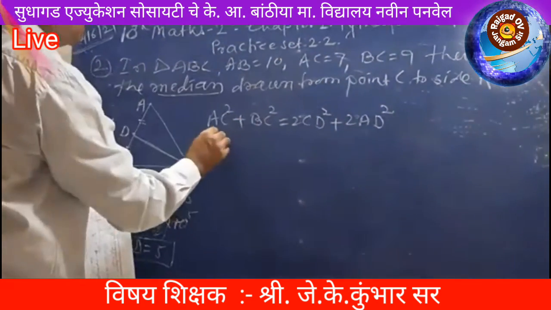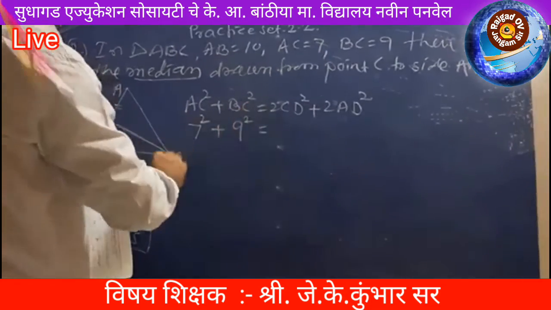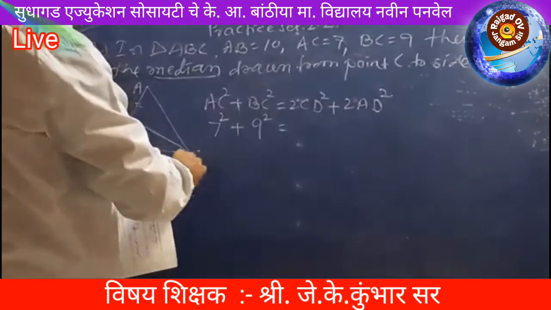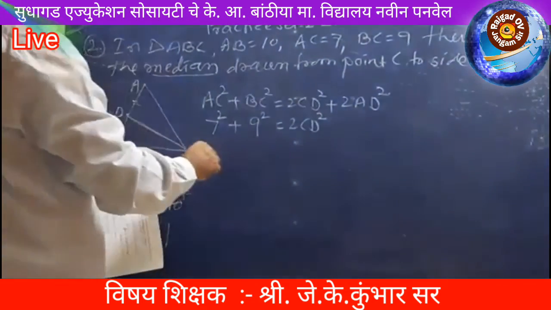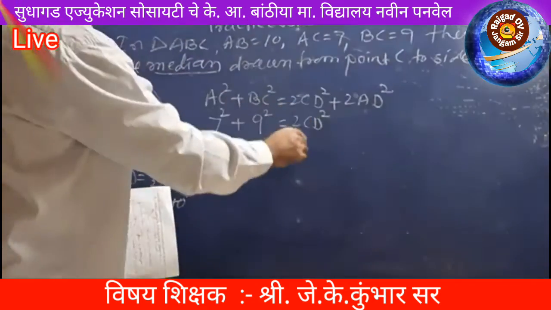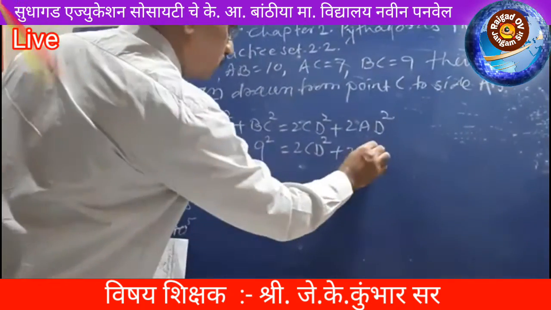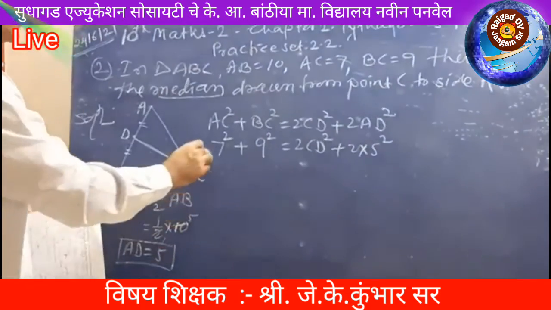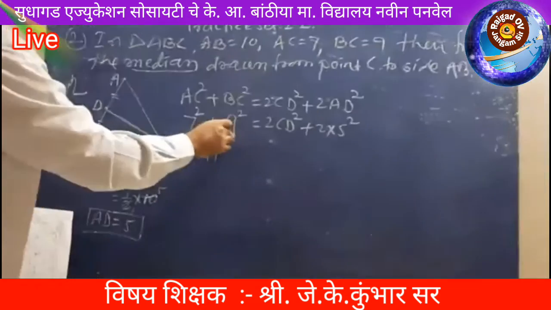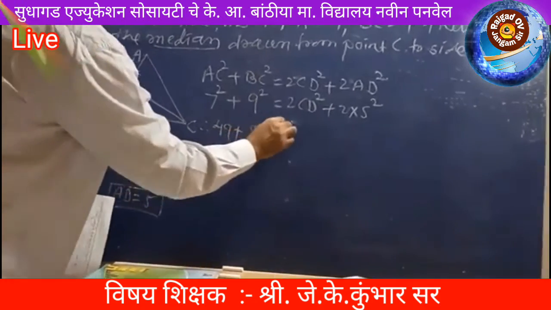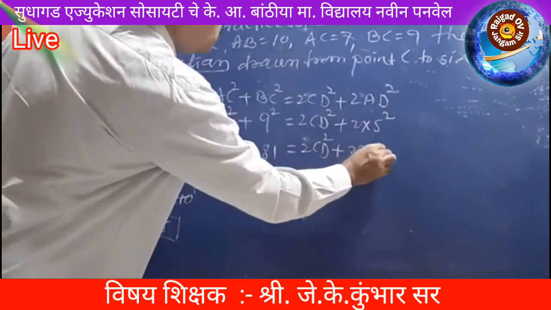AC is equal to 7 as it is. BC is equal to 9 as it is. Then CD we have to find. This is the median. Find the length of median, means CD we have to find here. And 2 into AD, AD is 5, 5 square. Now square of 7 is 49. Square of 9 is 81 is equal to 2 CD square plus 2 into 25.